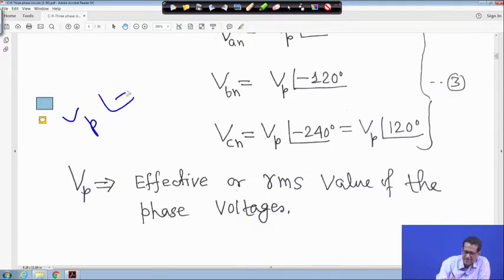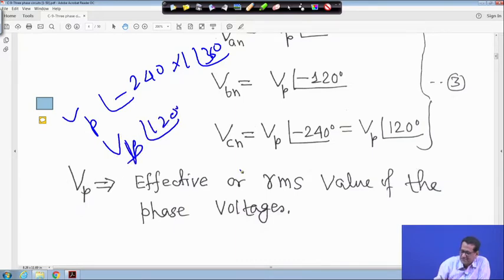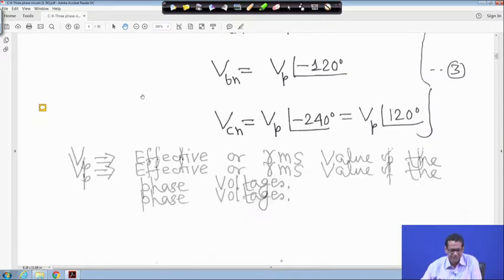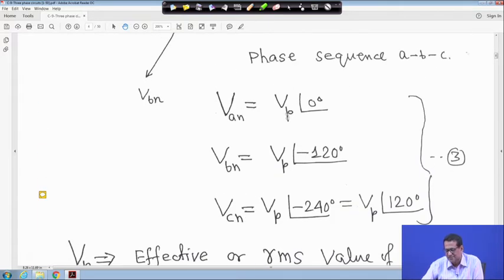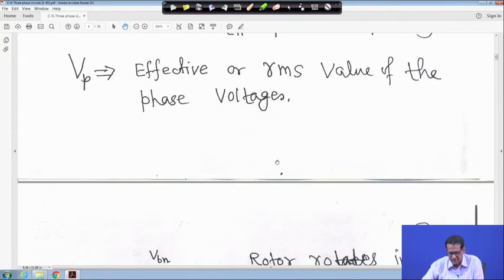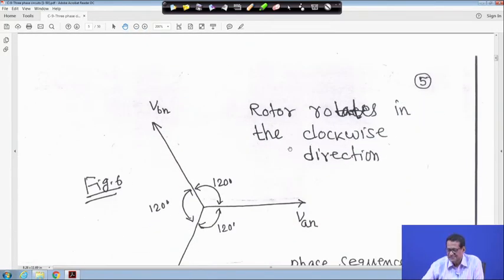So VP angle minus 240 degree, suppose it is multiplied by 1, so it is 1 angle 360 degree. If you add these two, it will be VP angle 120 degree. So basically VCN is leading by 120 degree, right? So anyway, VP is the effective or RMS value of the phase voltage. Here we are not taking at present any sin omega t or cosine omega t, so it is the RMS value of the phase voltage. Whatever we say, VP is the phase voltage, these are all RMS values, right? Everything is RMS value.